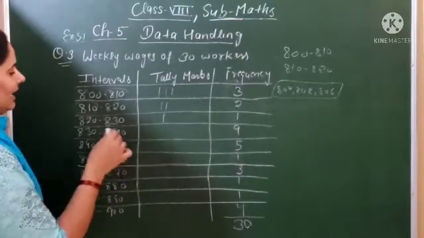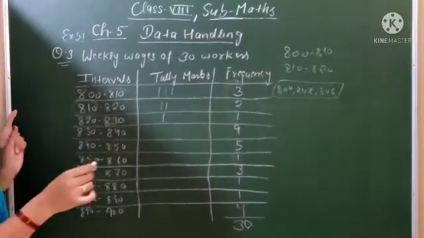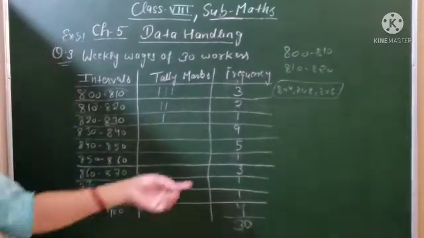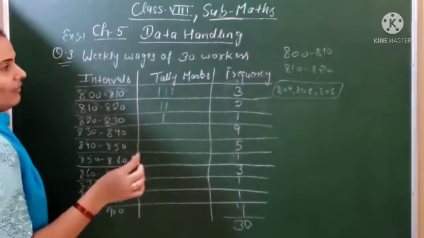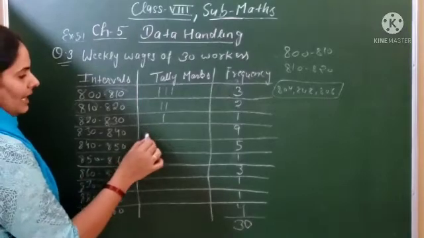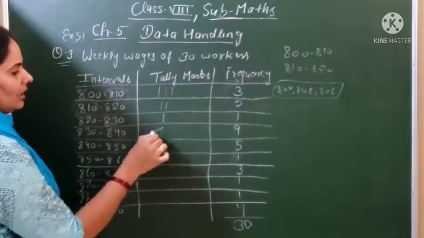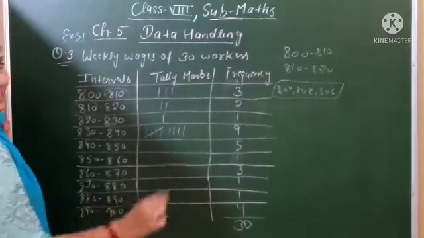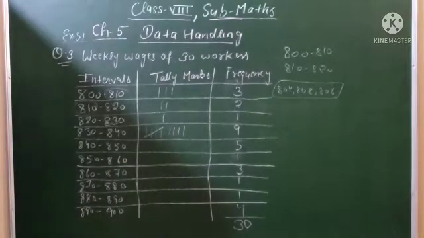Next, 830 to 840, it means 830 to 839. How many vases are lying? Here the total is 9. So how will you show 9 in the telemarks? 1, 2, 3, 4, crossing, 5, 6, 7, 8, 9. Clear? So beta, how will you show 9 in the telemarks? Simply first 4 lines and 1 crossing, after that the next 4 lines. So 5 plus 4, total 9.